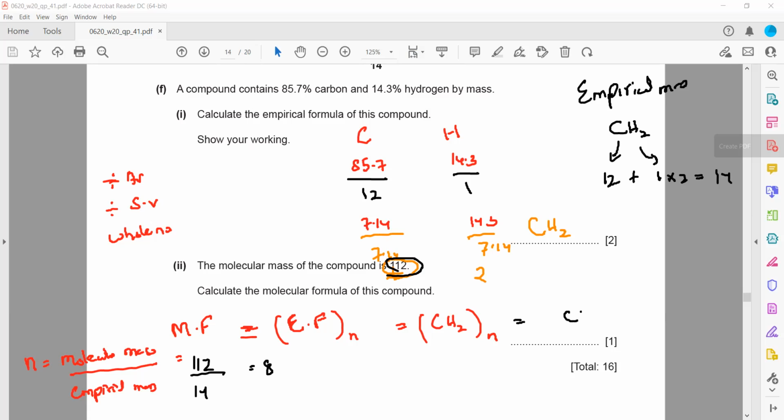So it is CH2 and the value of n is 8. So this 8 is multiplied with carbon and this 8 is multiplied with hydrogen. When it is multiplied with both, the molecular formula, which represents the actual number of atoms, will be C8 and H8 multiplied by 2, 16. So C8H16 will be the molecular formula.